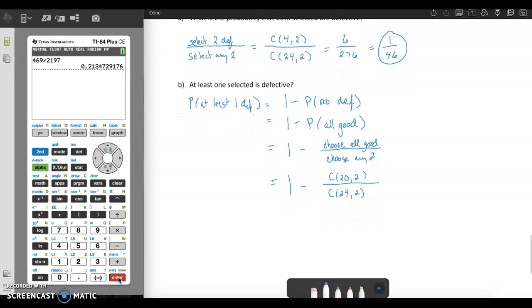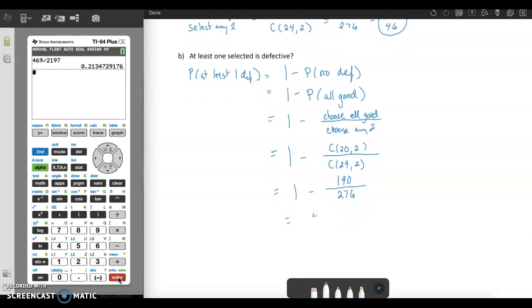Again, at this point, you would want to either go to your calculator or pull out the formula for combinations, but we already know that the denominator of this fraction is 276. And 20 choose 2 happens to calculate out to 190. Hence, to calculate this final probability for the probability that at least one selected is defective, we need to do 1 minus 190 over 276, which is 43 out of 138, because you can subtract that and reduce it.